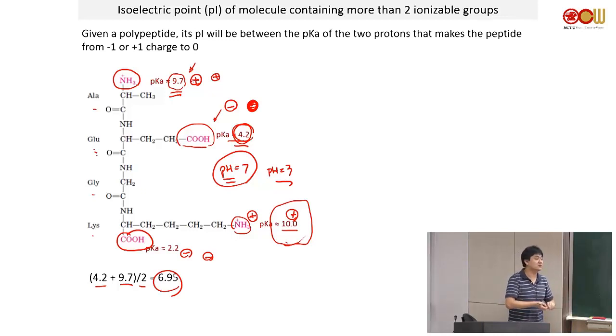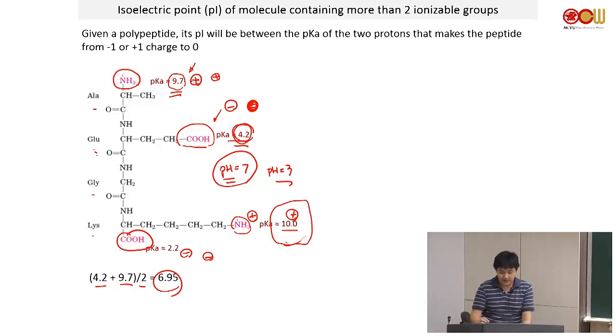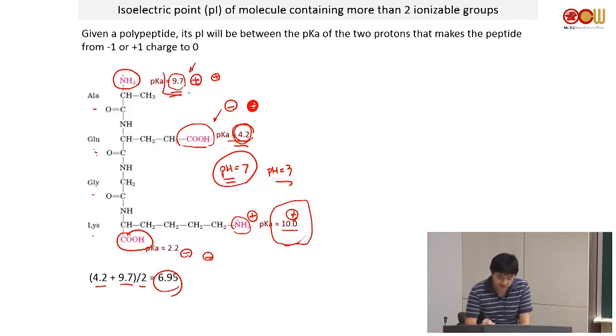Because they're really close to the condition in which you make this molecule neutral, right? So what that means is that in this example, it's going to be between the 9.7 and the 4.2. That determines the pI of this molecule.